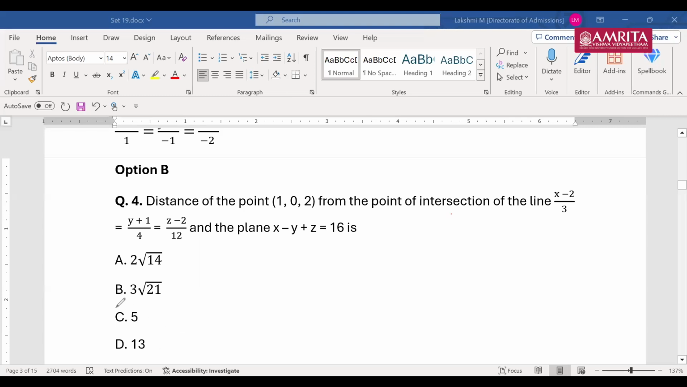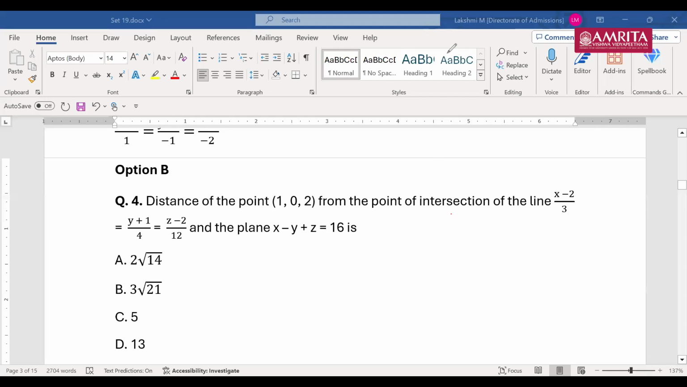Option D is 13, option C is 5, option B is 3 root 12, and option D is 2 root 14. I think there are more. Okay, so for everyone, it's option D only. Completely fine.